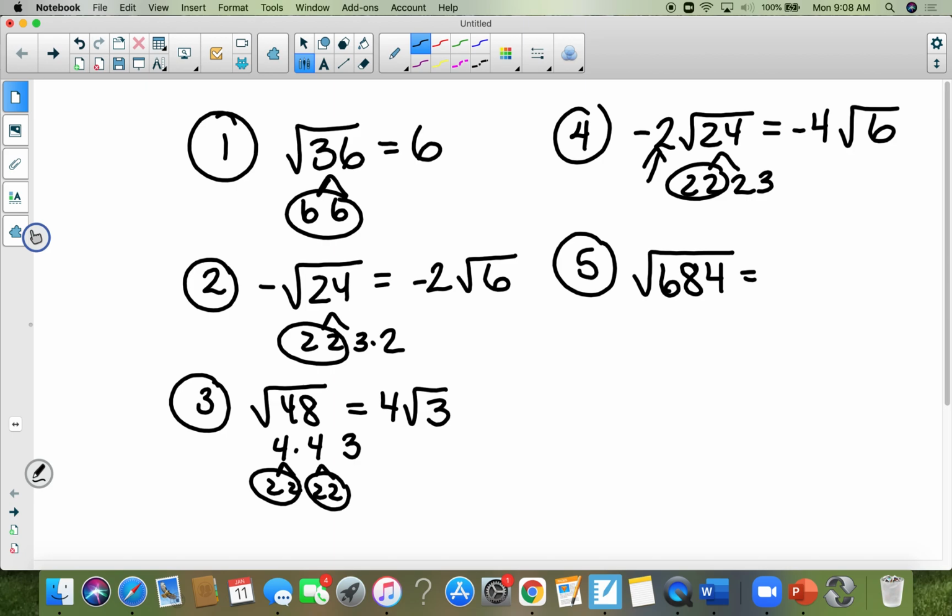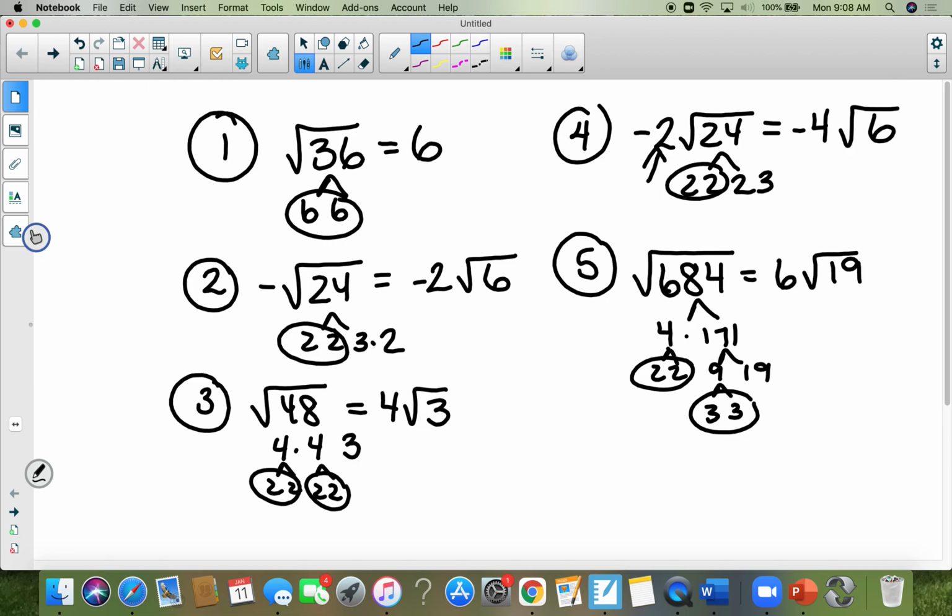Okay, so I looked this up. This is 4 times 684, which is 4 times 171. This is made up of 2 2's, and this is made up of a 9 and a 19, which is made up of 2 3's. So I can take out a 2 and I can take out a 3, which is a 6, with the square root of 19 left over because 19 is prime.